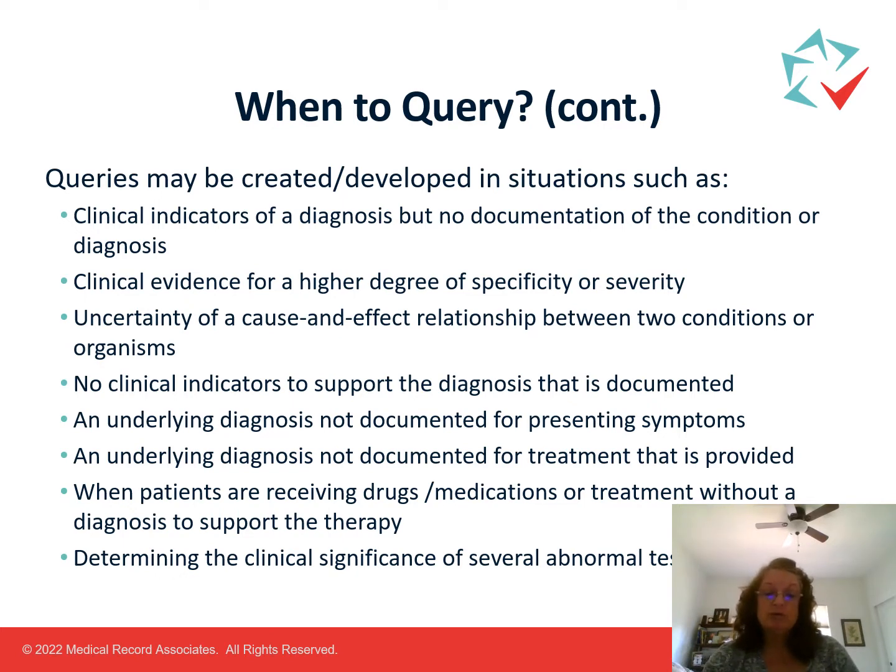When patients are receiving drugs or medications, you could say therapies or IVs or infusions for treatment, or treatment without a diagnosis to support those types of services or therapies. Why are they doing wound care? There should be, right, some documentation of that wound. Also, when to query, determining the clinical significance of several abnormal findings, and that could be laboratory values, or it could be radiology imagings that are abnormal. Now, I mentioned here several, that's a key word, because we're going to talk about when there's just one abnormal finding one time. And what do you do? We'll talk about that in a moment.